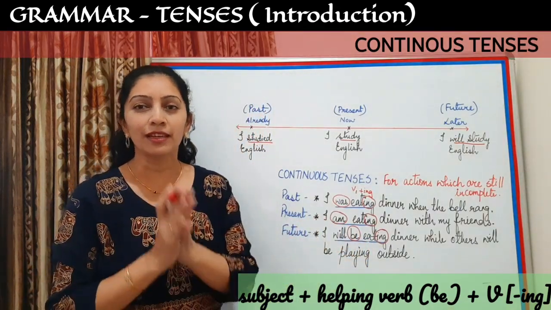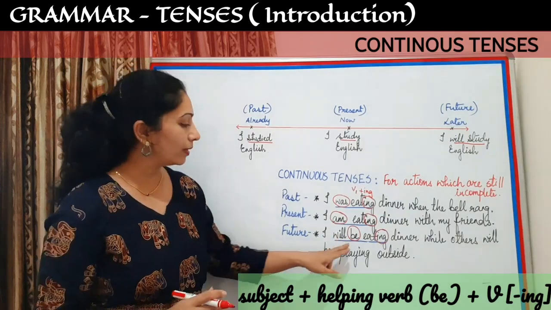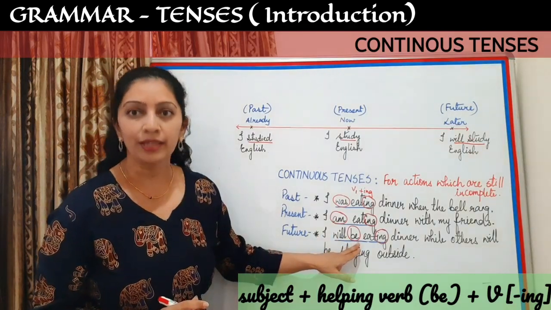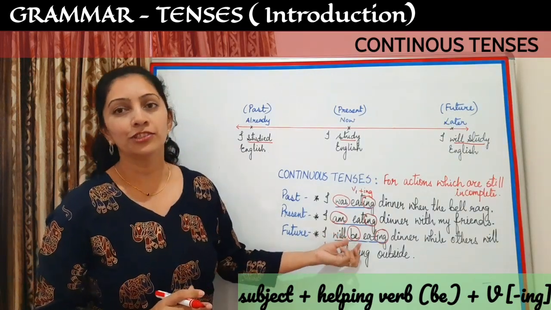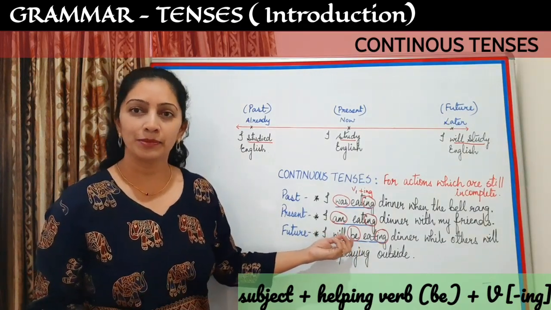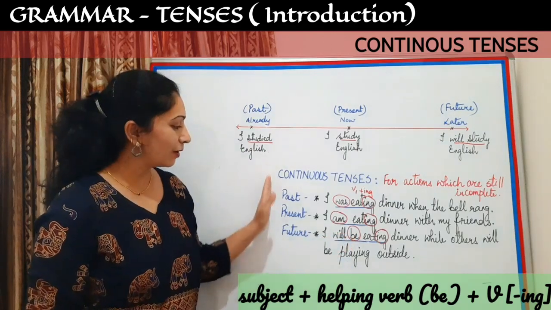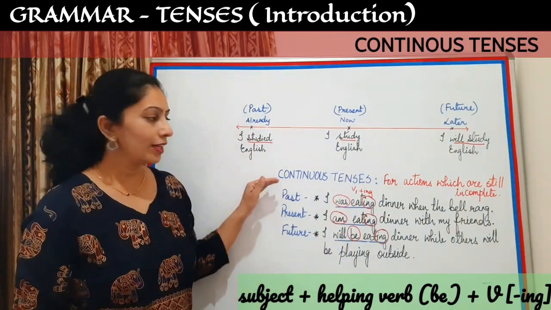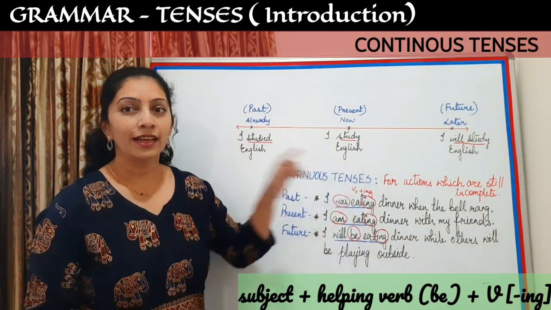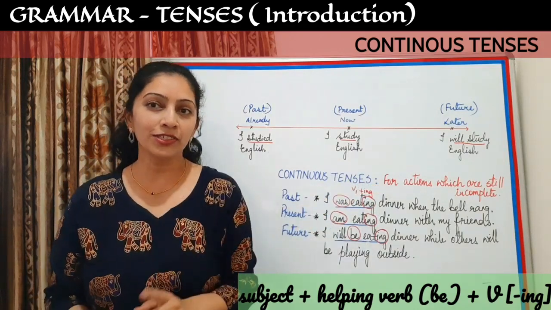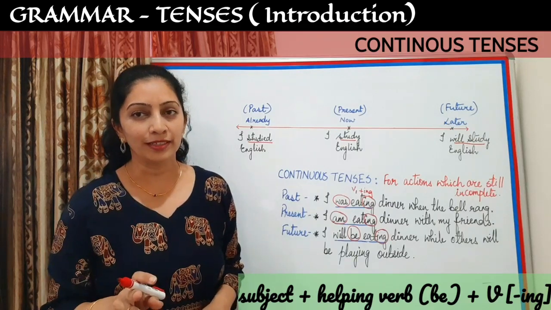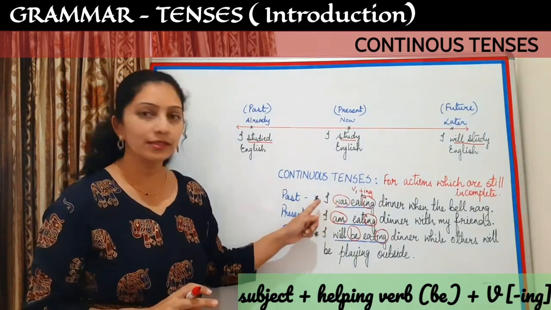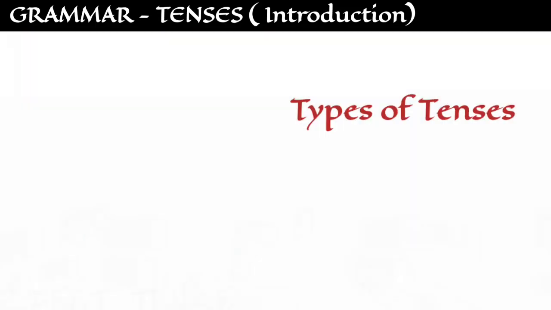So whenever we are making future continuous, we'll always add this word be after either will or shall. That depends on the subject. So that's how for all the three tenses we have continuous tenses, and not to forget that continuous tenses will always be formed when we add ing to it and an auxiliary verb before it.